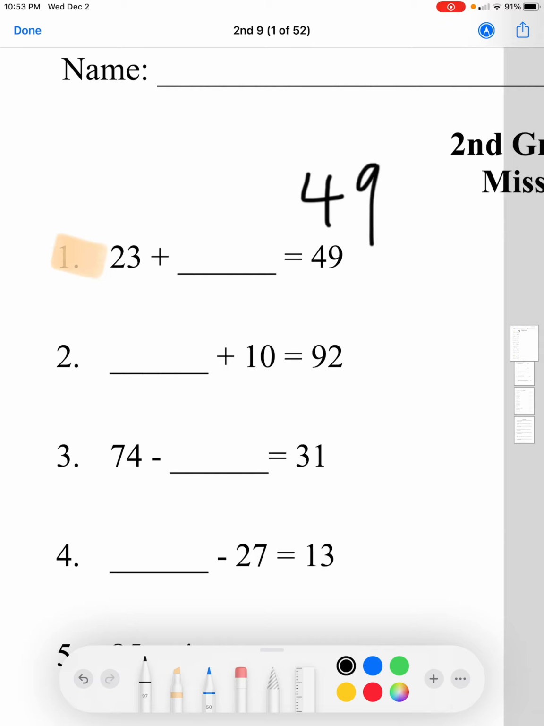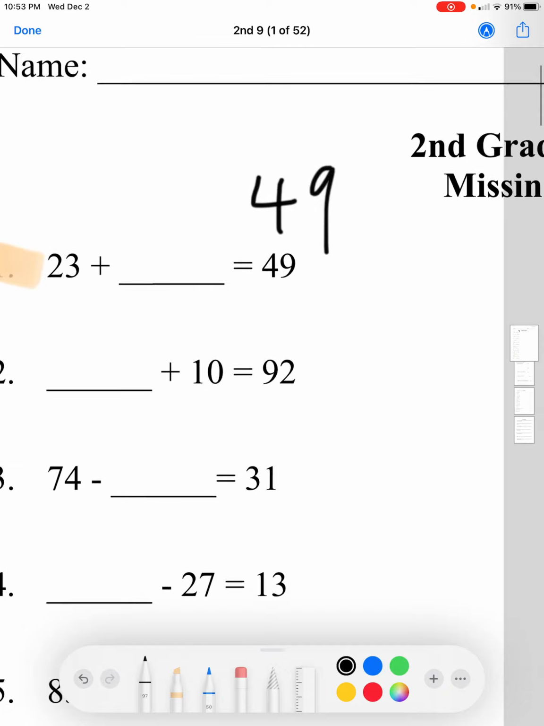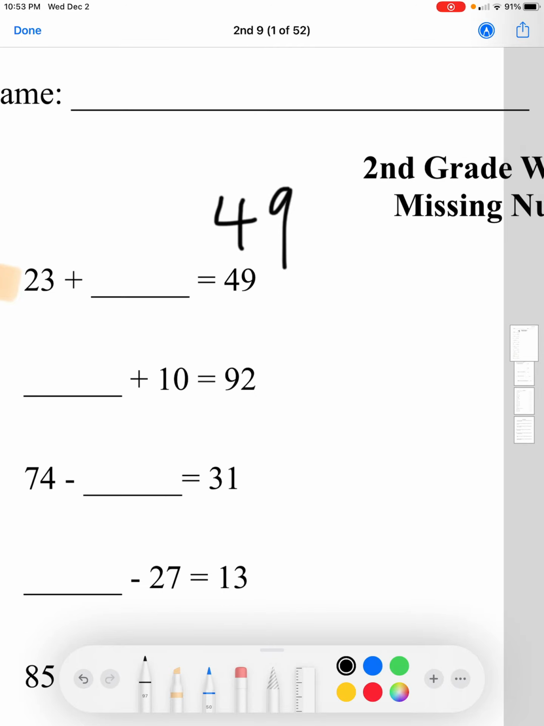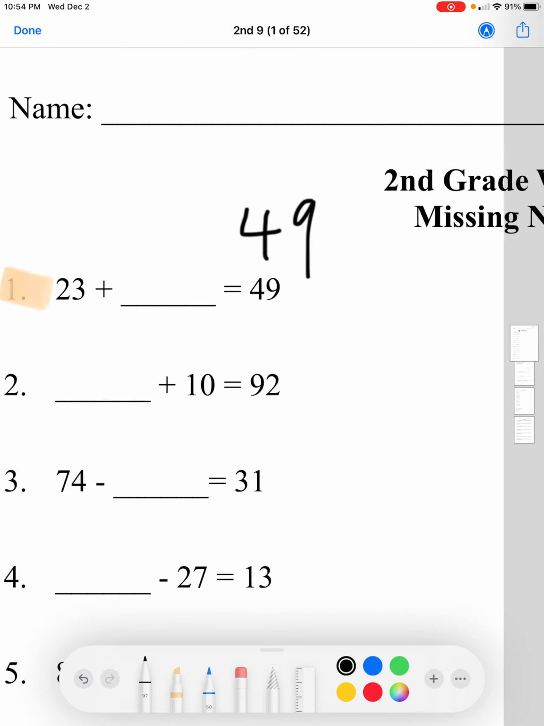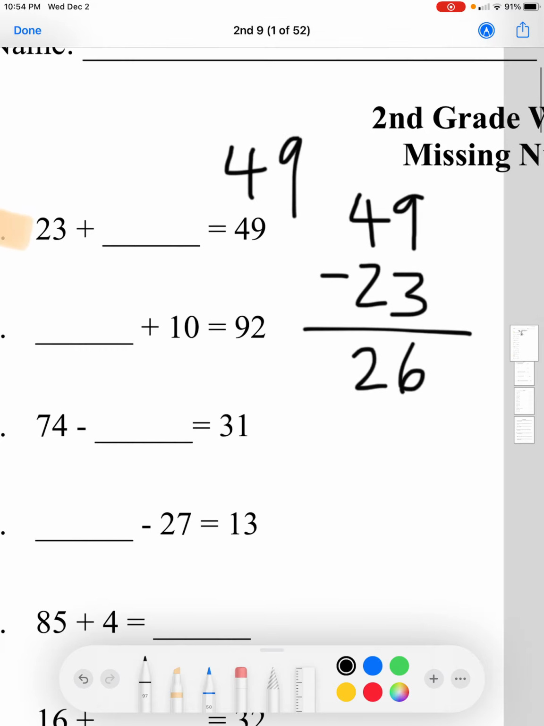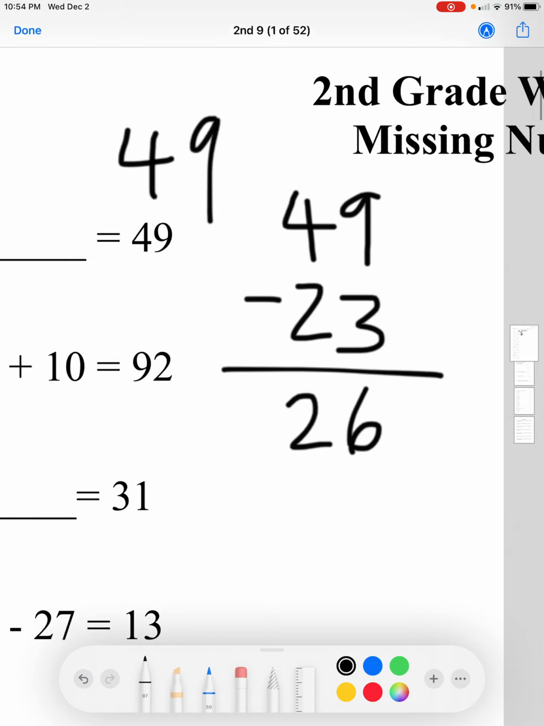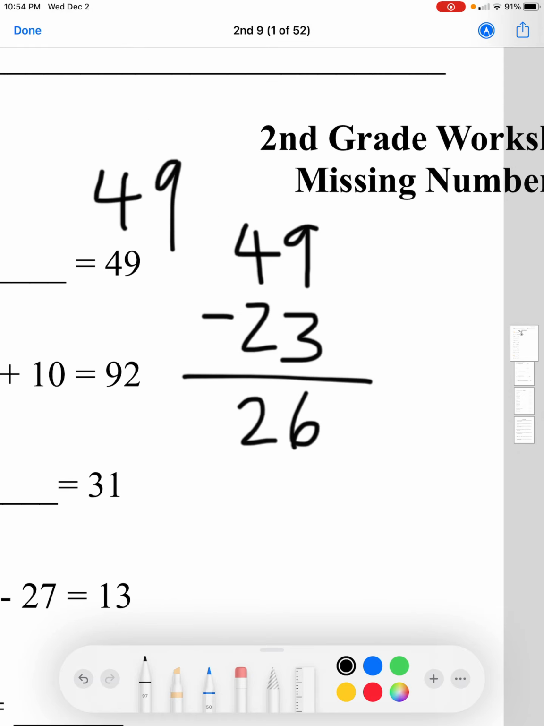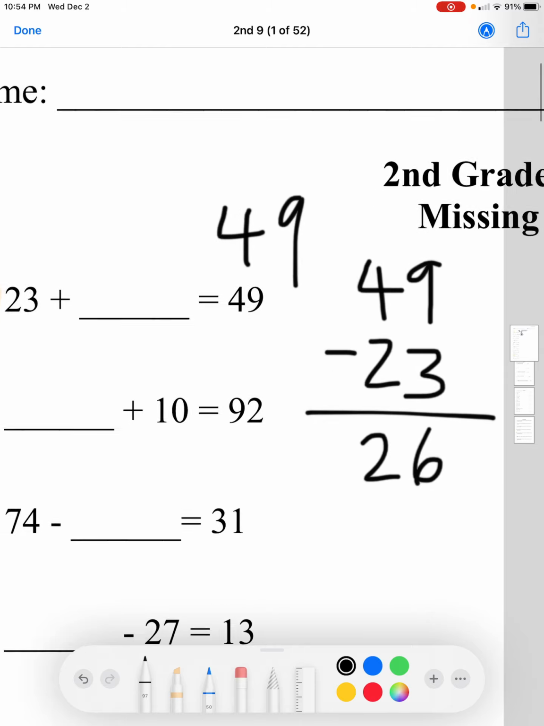And then we have 23 right here. So 23 plus something else is going to make up this 49. So we're going to have to subtract to find out what's missing from the 49. So 9 minus 3 equals 6, and then 4 minus 2 equals 2, so 26. If you have 49 things and you take away 23, you're going to be left with 26. So that means 23 and 26 things put together will make 49 things.